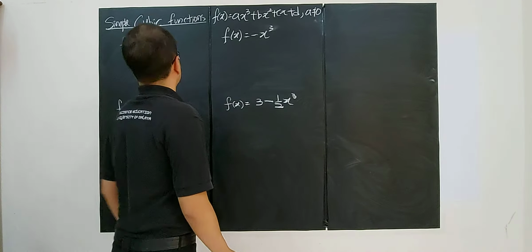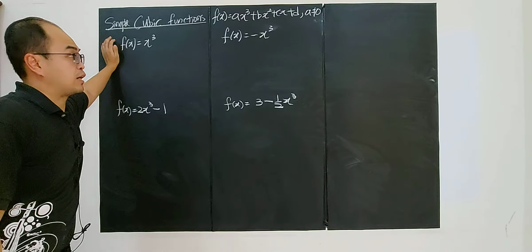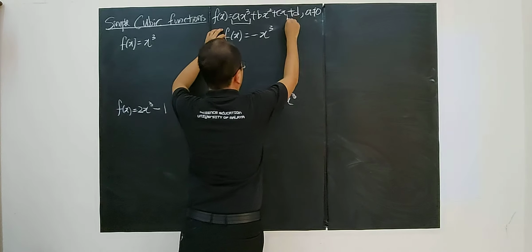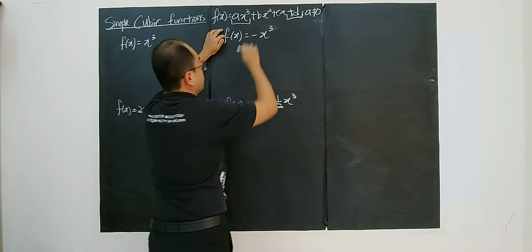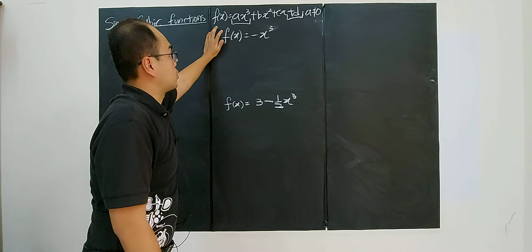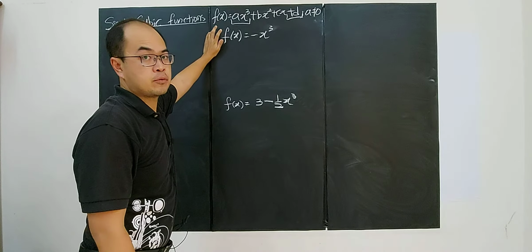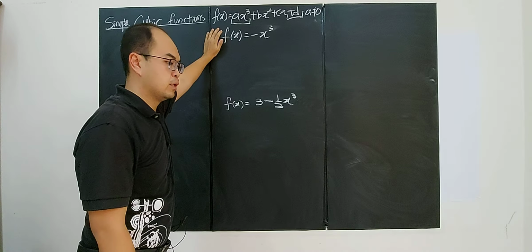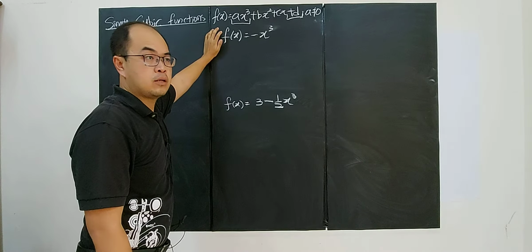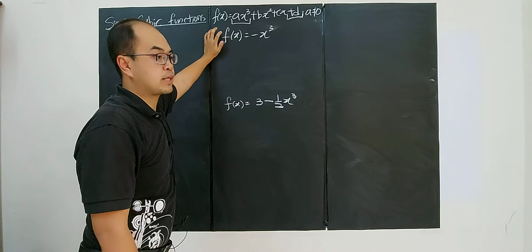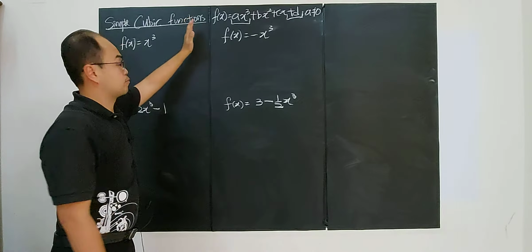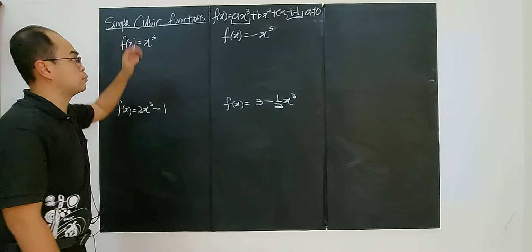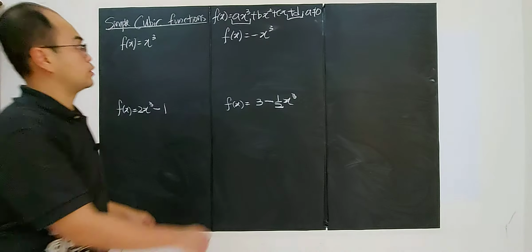So what I mean here is, the simple cubic function we're only talking about is ax cubed and the constant. The intermediate x values, we will talk about further in chapter 10, where we need to discuss the stationary point, the inflection point, or the turning point in order to sketch a perfect cubic function graph. In this chapter, we just discuss the simple cubic function. I hope you understand what I mean.